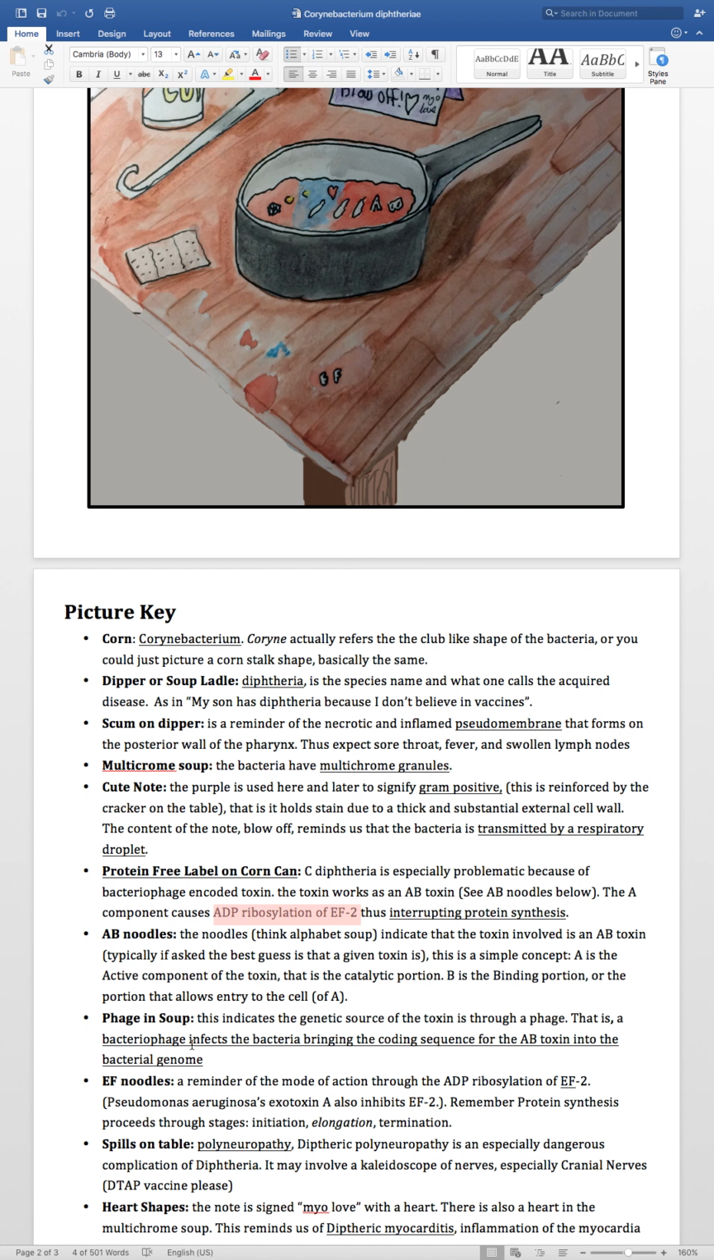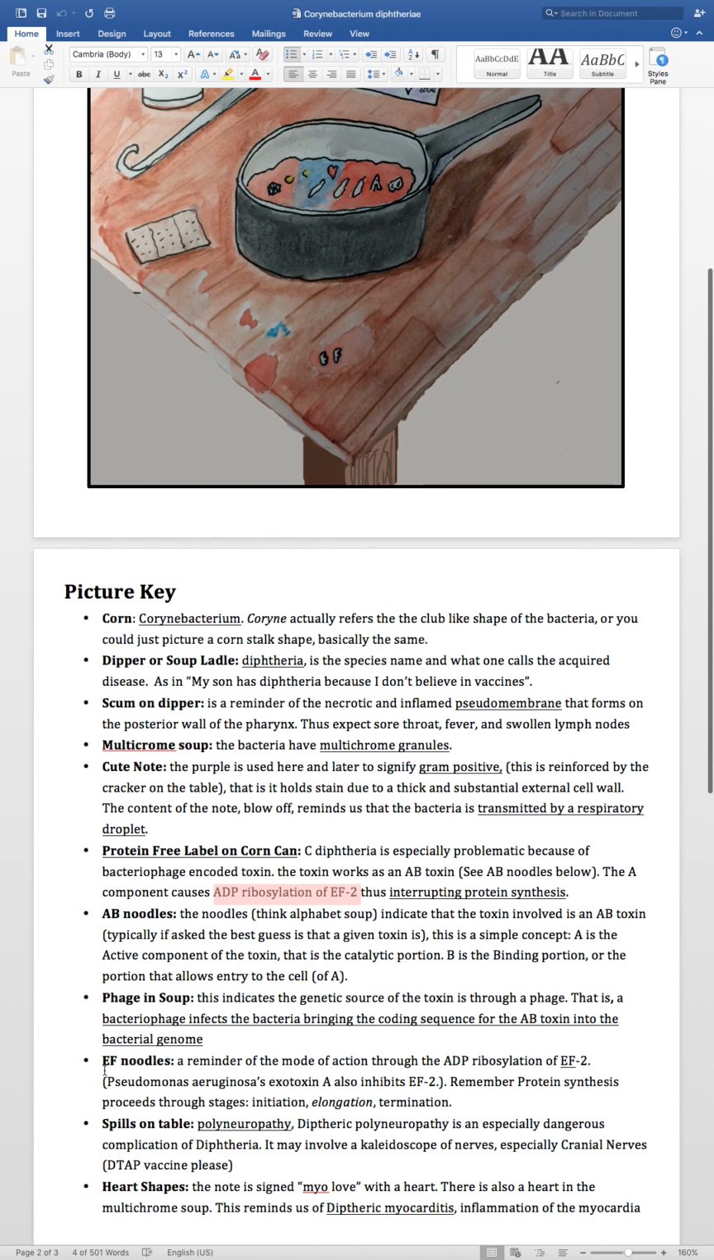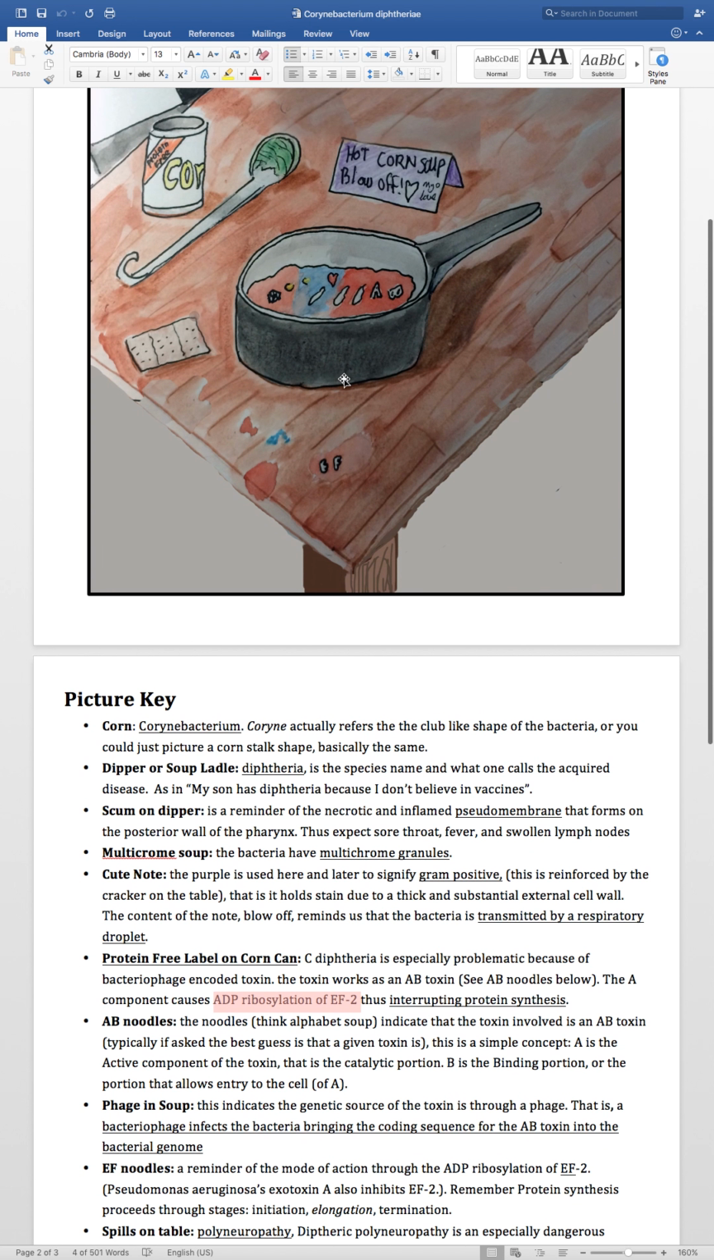And usually we say that it's virulent with that toxin. In a lot of cases, pathogens that are highly involved with these toxins aren't virulent if they don't have these bacteriophage-encoded toxins. EF noodles, that was to remind us that there is a block of the elongation factor with this toxin.